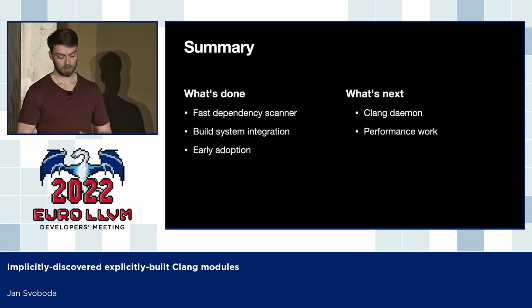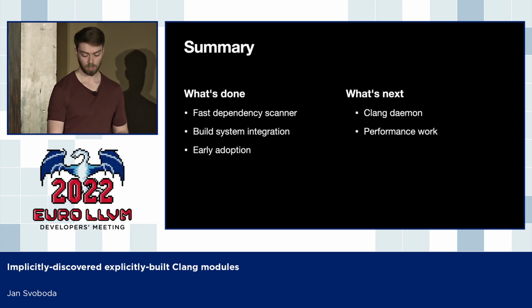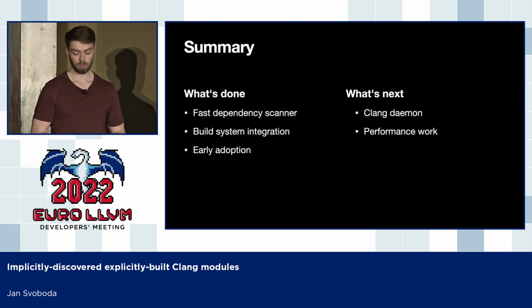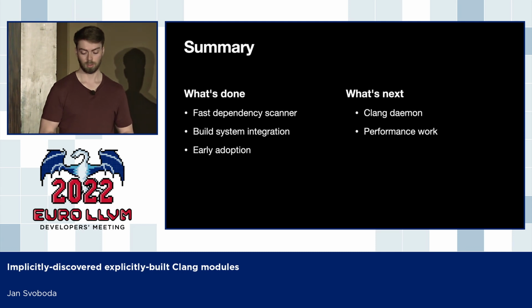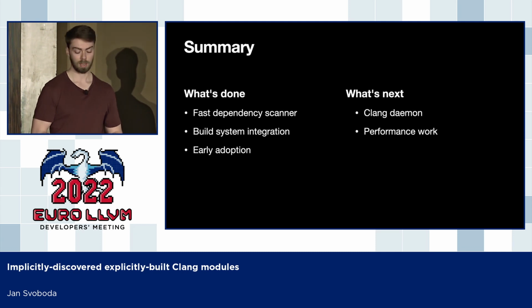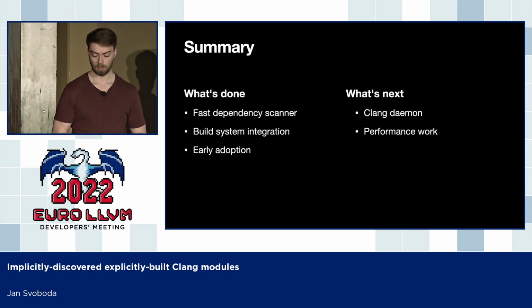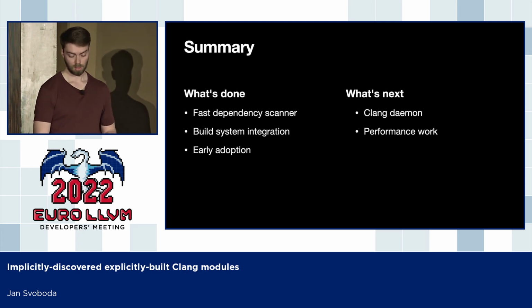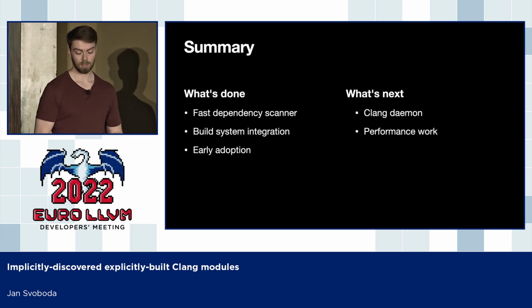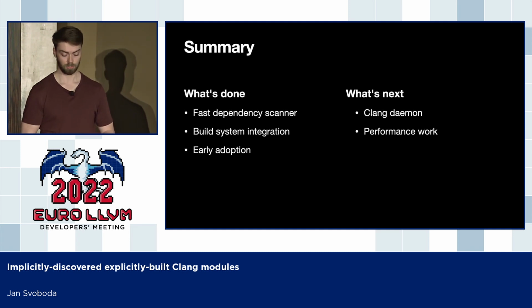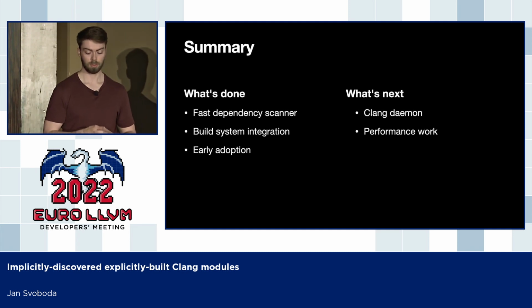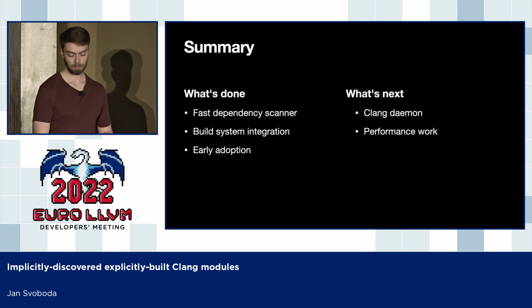To sum up, let's see what we have accomplished. We have created a fast scanner that figures out the graph of modular dependencies. We have a working build system integration built on the new libclang API, and we have some early adoption successes. Next, we want to explore the idea of a Clang daemon for implicitly precompiling modules for tools that don't have a supported build system behind their back.